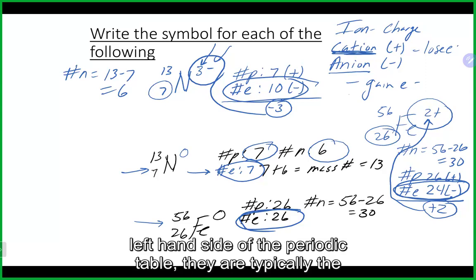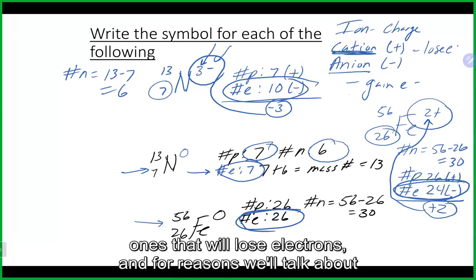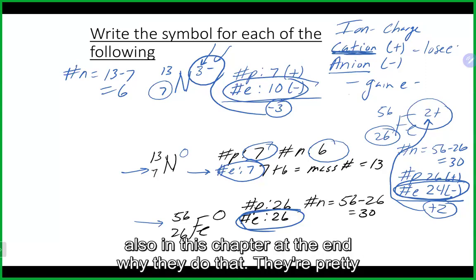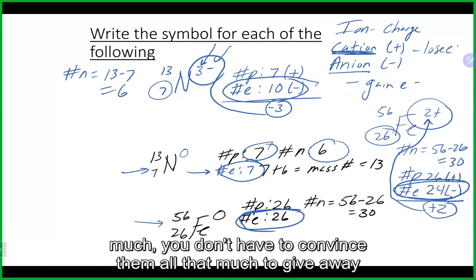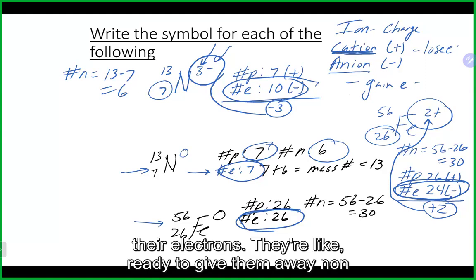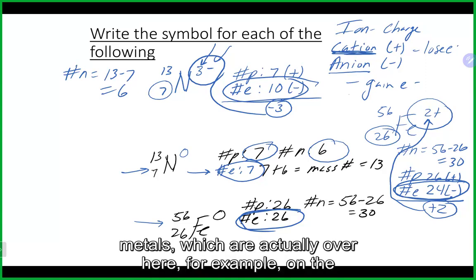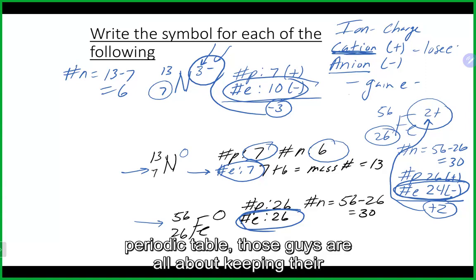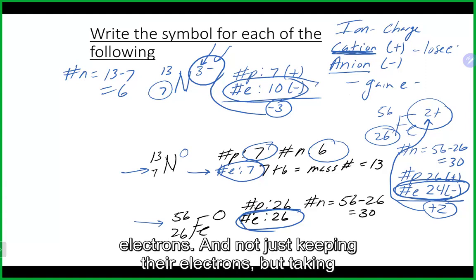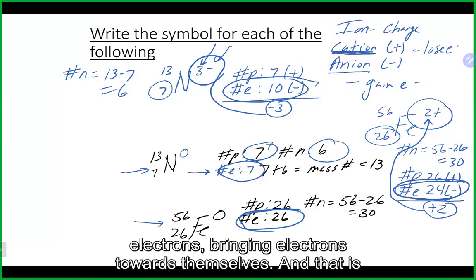Metals, over here on the left-hand side of the periodic table, are typically the ones that will lose electrons, for reasons we'll talk about also at the end of this chapter. You don't have to convince them all that much to give away their electrons. They're ready to give them away. Non-metals, which are over here on the periodic table, are all about keeping their electrons, and not just keeping them, but taking electrons, bringing electrons towards themselves.